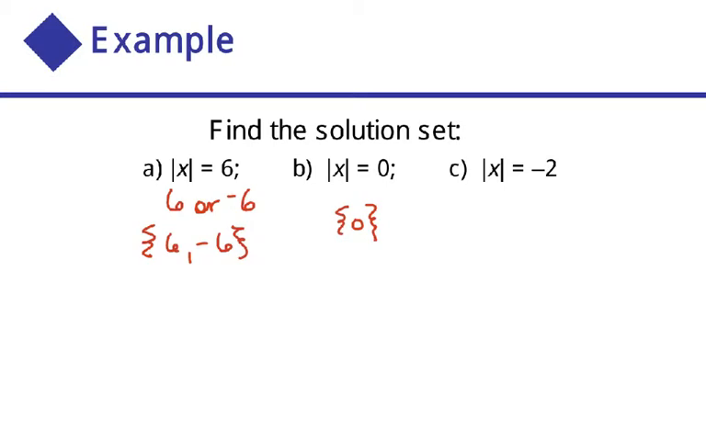And here, remember, absolute value is always positive. So if you're being asked what value has an absolute value that's negative, there is no solution. And we can write that as the null set, which could be written either of those ways. That means the empty set. The set of solutions is empty because there's nothing that solves that equation.